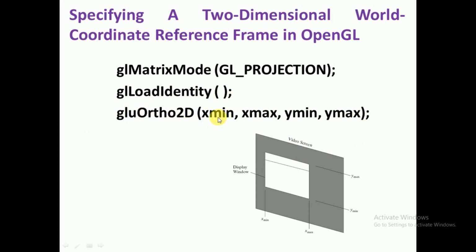Means from which x minimum you have to start seeing that object, and at which x maximum you want to stop seeing that object. In the same way, in the y direction, at which y minimum you want to start looking at the object, and at what y maximum you want to stop seeing the object. This will be decided. Only whatever values you have mentioned, only this part of the object will be captured, nothing but you are capturing, right?